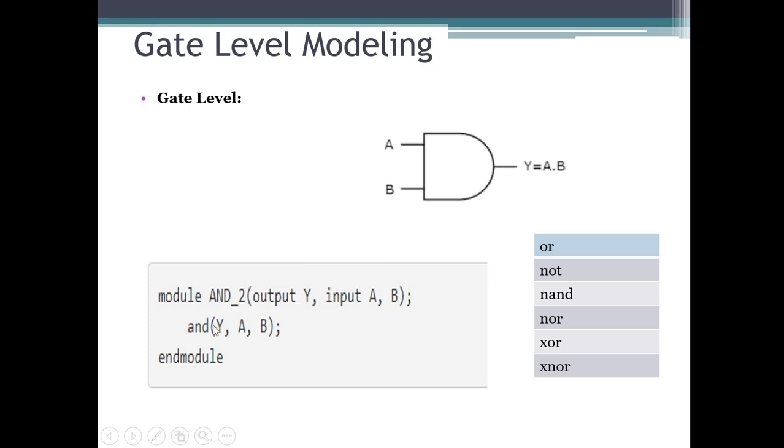In gate level modeling, everything is written in the form of primitives. For AND we have the AND keyword, for OR we have OR, and similarly NOT, NAND, NOR, XOR, XNOR for the other gates. Right now we are writing just for the AND gate.